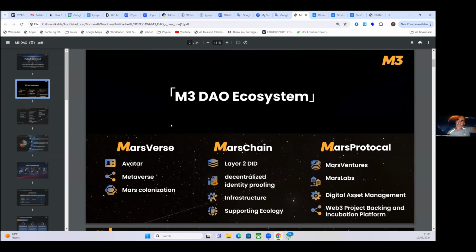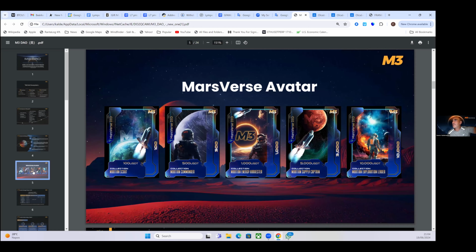So we start with the Morse verse. It's going to be the avatar session, the metaverse. It's a Morse colonization project. Of course, it's a nice story. You will get to know more about the avatars. I'm just jumping on slides. So basically, we have the avatars. Avatars is just a fantasy name. It's an off-chain NFT producing reward for each and every member. The starting price is 100 USDT and can go up to 10,000 USDT.